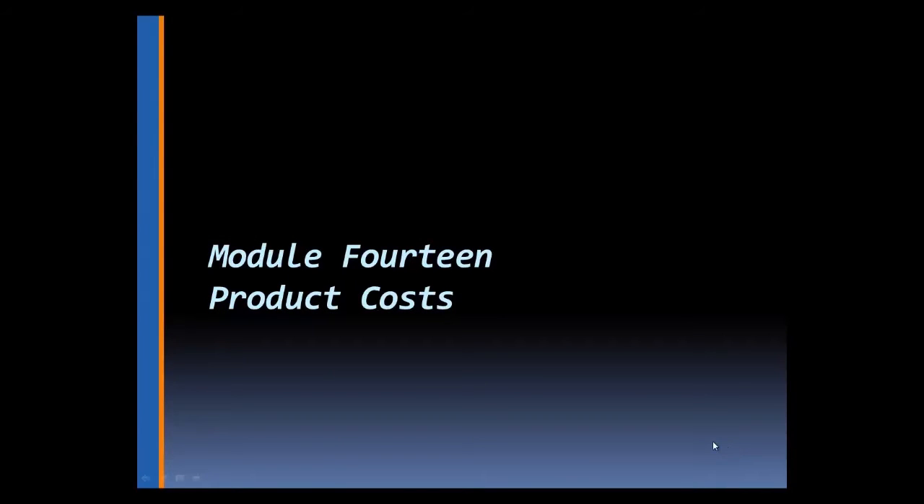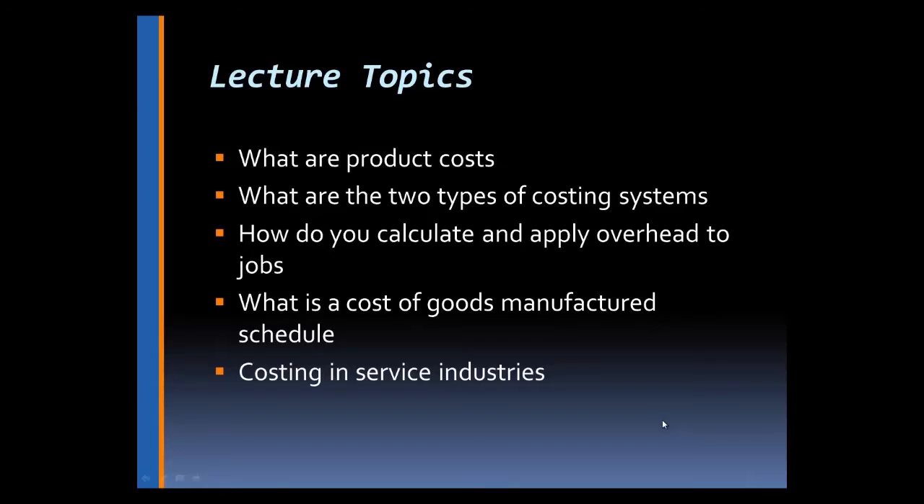In Module 14, we're going to talk about product costs. More specifically, what are the product costs? What are two types of costing systems? How do you calculate and apply overhead to the jobs? What is the cost of goods manufactured schedule? And how do we have costing in service industries?